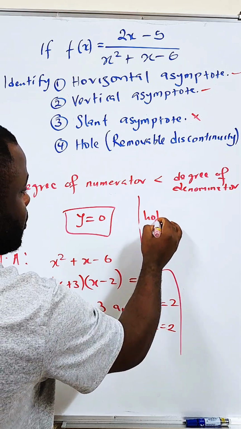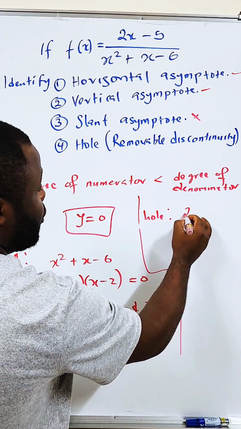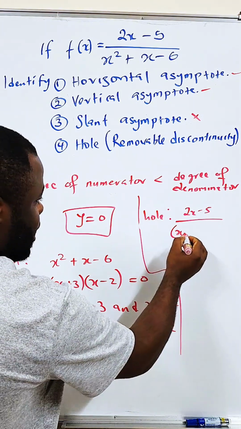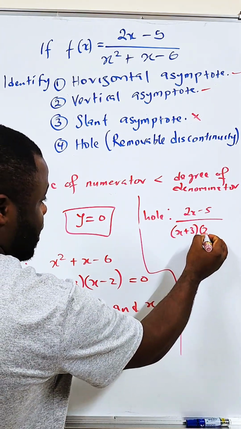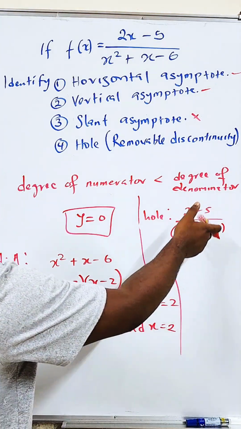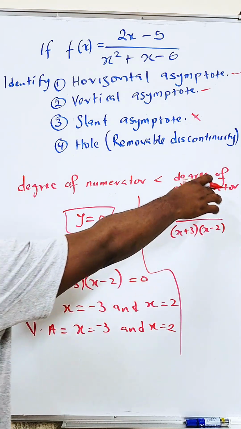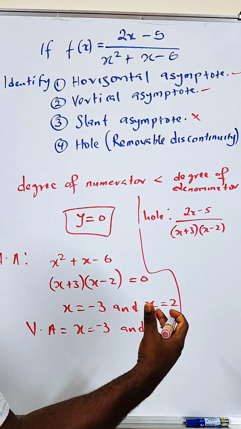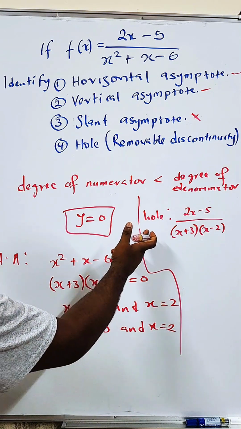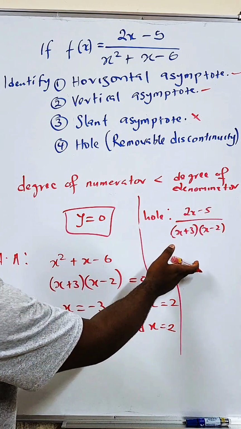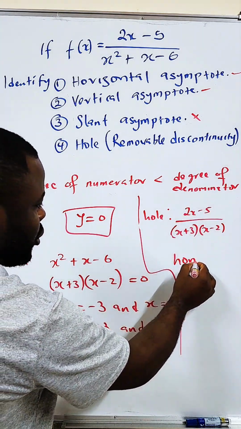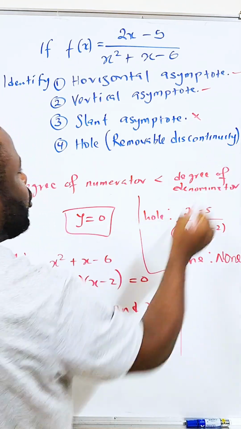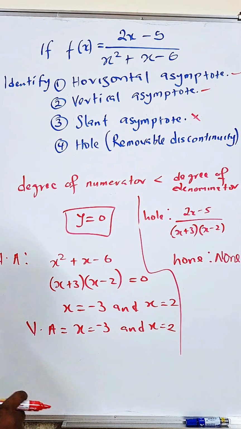For the hole, you write the numerator 2x minus 5 over the factors, which are x plus 3 and x minus 2. If we can cancel anything between the numerator and denominator, we say there is a hole. In our next video, you are going to see a question where you discover your hole. But in this case, we cannot cancel anything. So our hole is none. We don't have a hole or any removable discontinuity.